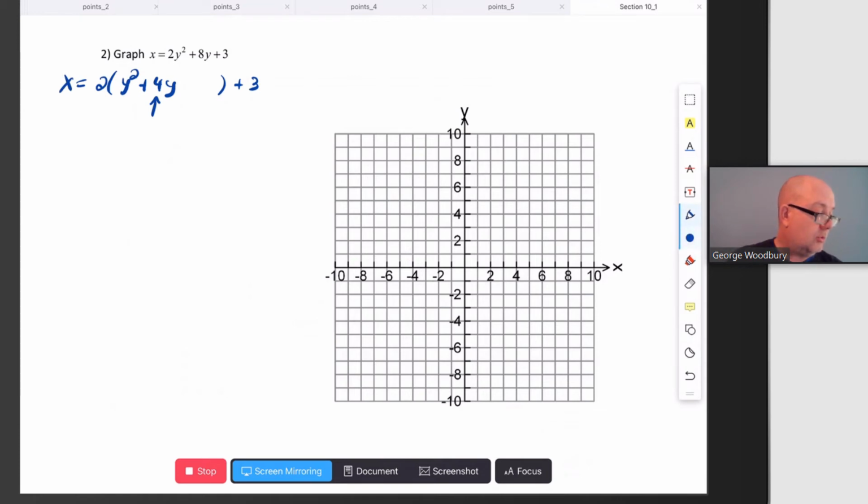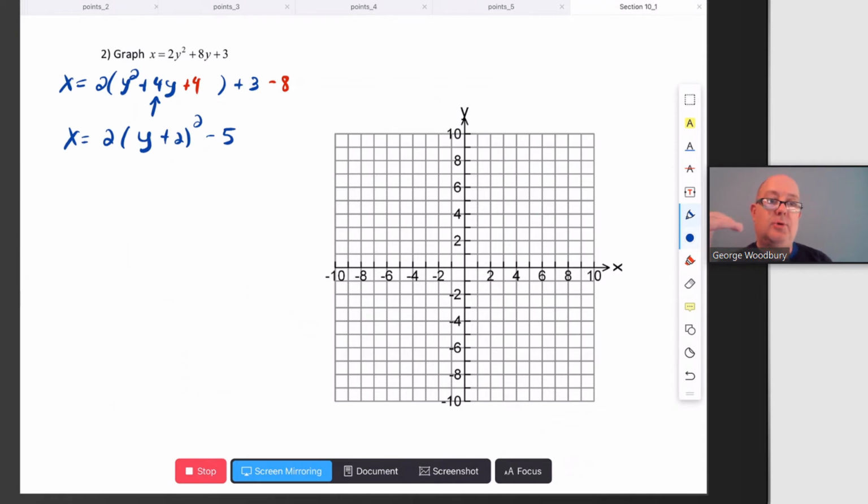So I'm going to add 4 inside the parentheses, but that's really 2 times 4 because of the factor of 2 that's out in front. So I've added 8. That means I need to subtract 8 to keep that equation in balance. X equals 2 times y plus 2 squared minus 5.